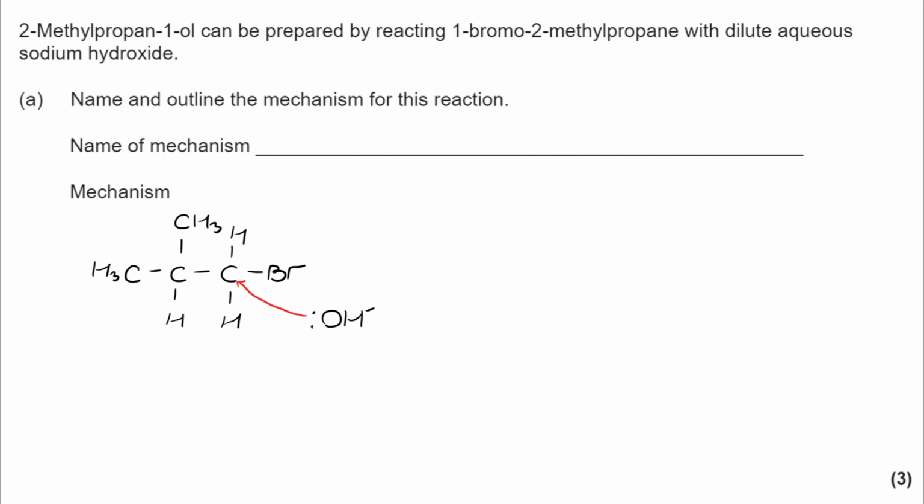Now, because that's essentially creating a bond with the carbon, 5 bonds around the carbon is not sustainable, so the Br goes. Now, in terms of naming the mechanism, the OH minus has a lone pair that it can donate. Therefore, it's acting as a nucleophile, so the mechanism is nucleophilic. And the OH minus is essentially replacing the Br. So we're substituting. It's nucleophilic substitution.